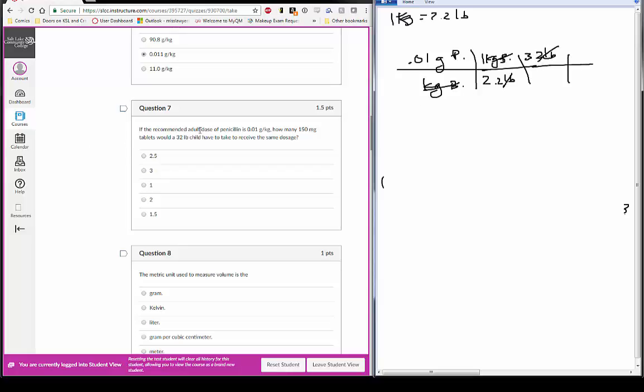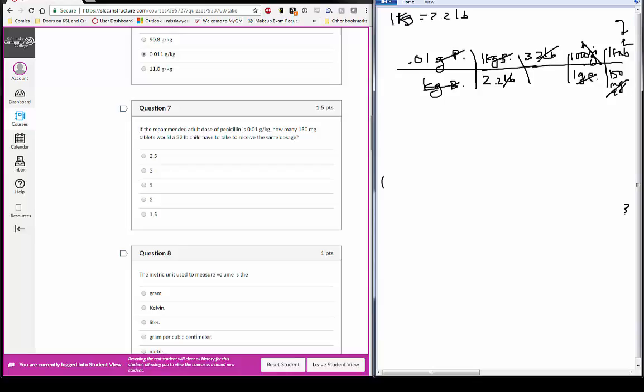Okay, so now we've got the amount of penicillin that she needs to take in grams. And we are taking 150 milligram tablets. So let's convert this to milligrams. 1,000 milligrams in a gram. You do need to know that because that's metric. And finally, we have 150 milligram tablets. 150 milligrams in 1 tablet of penicillin. So grams of penicillin cancel, milligrams of penicillin cancel, and we're left with tablets of penicillin.